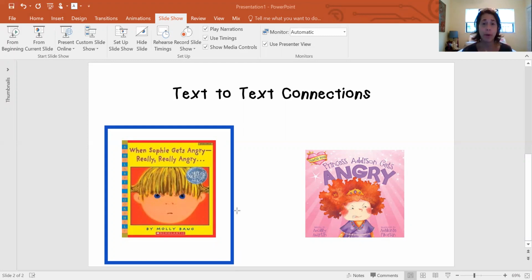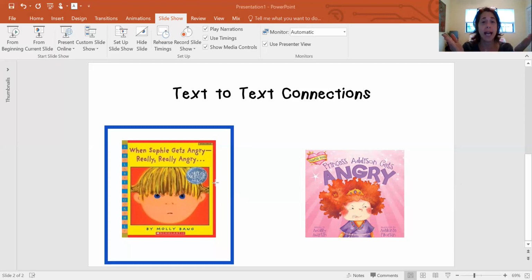You can say they're both girls. Yeah, that's a way to connect. That's something similar. But you have to understand the meaning of the story. Well, in Addison Gets Angry, she gets super angry. And she had to take a deep breath, right? She got so angry, she wanted to cry. Sophie did the same thing. She got so angry and she wanted to cry.